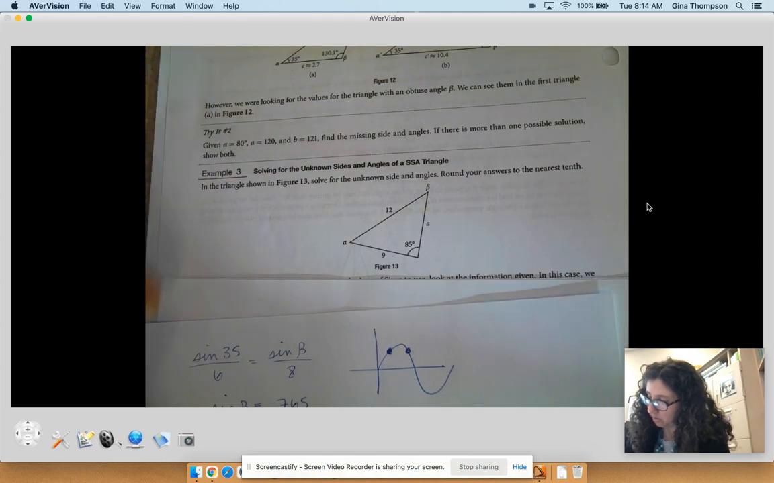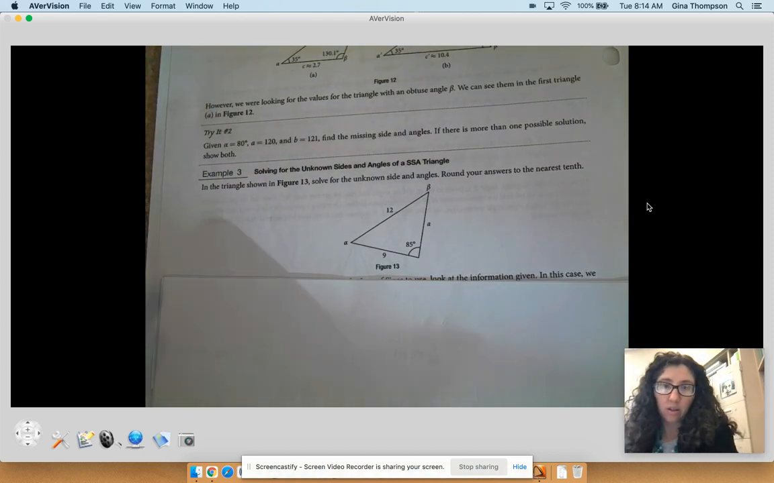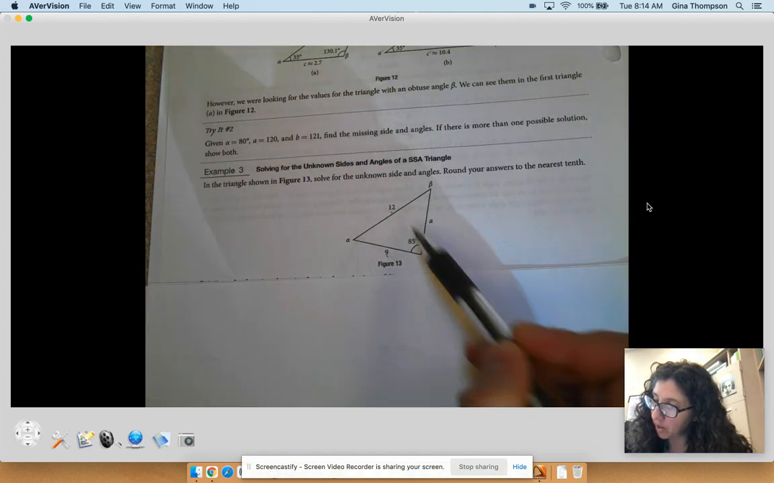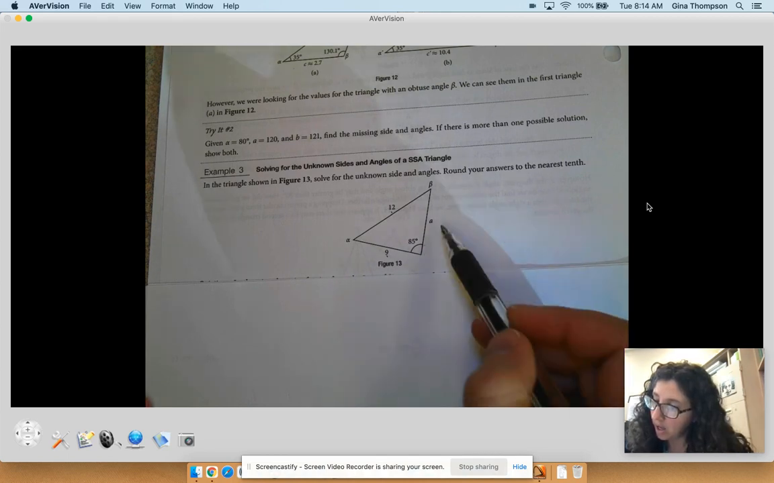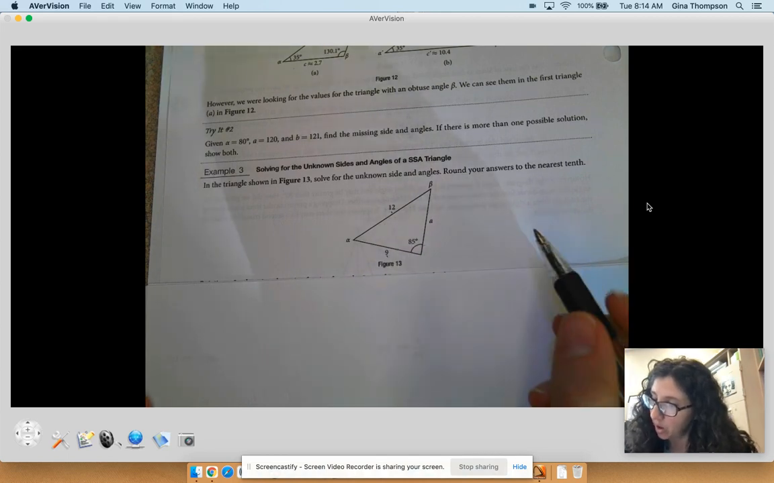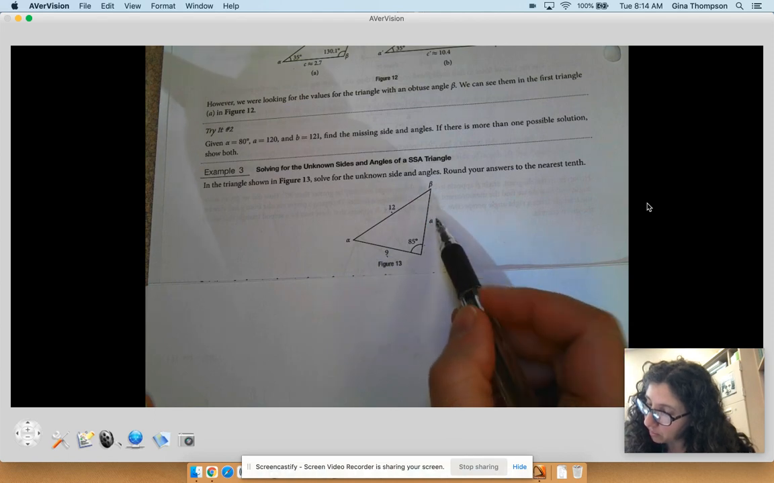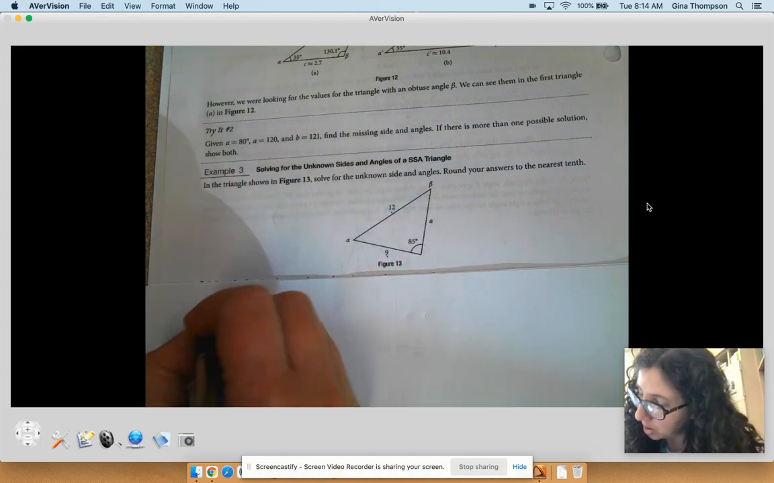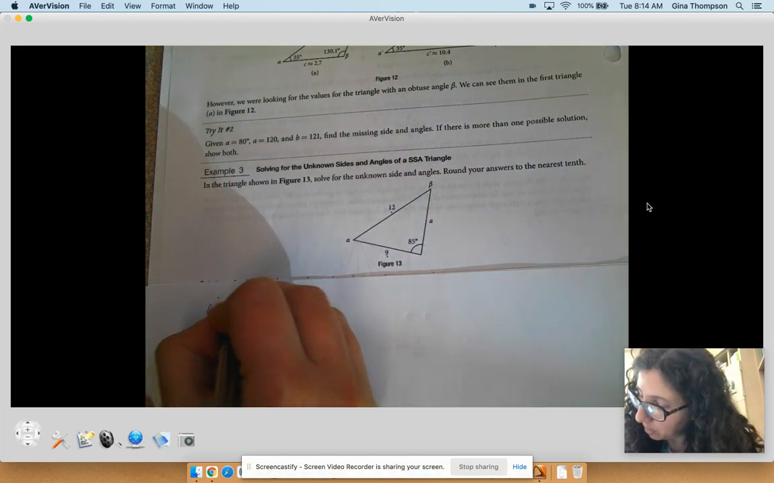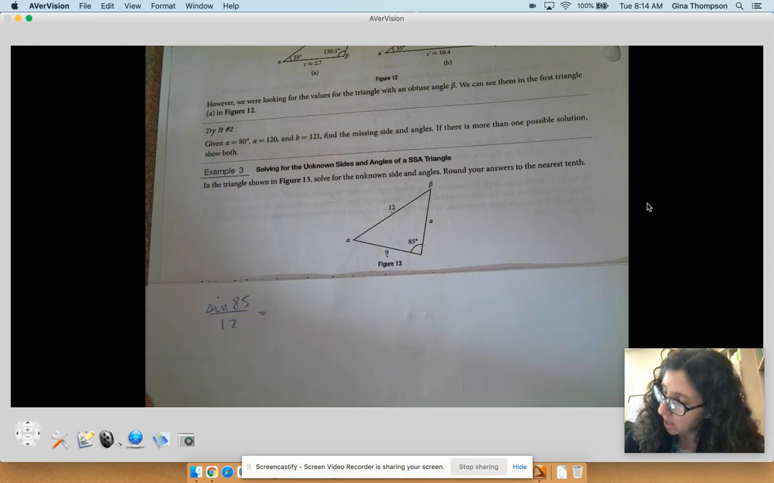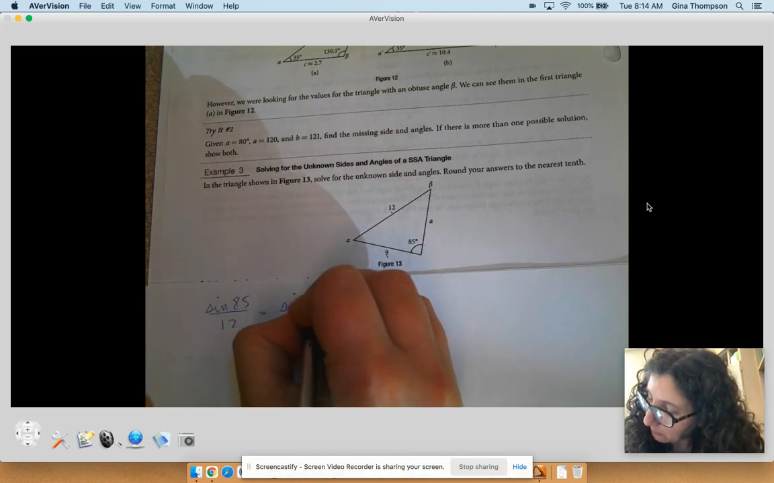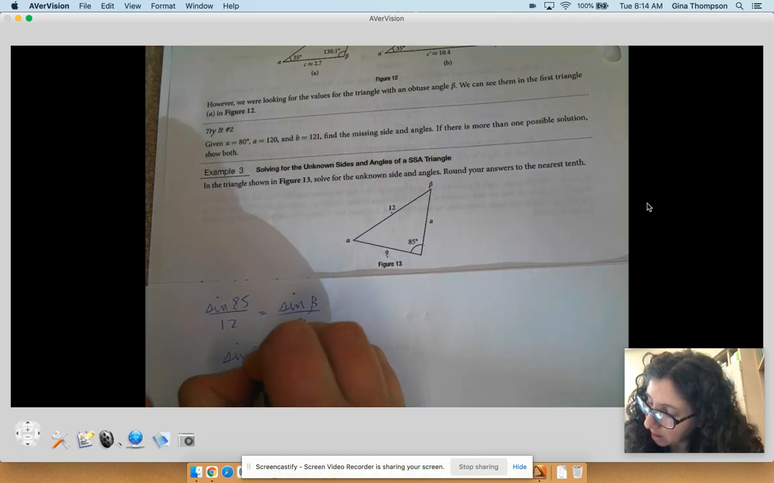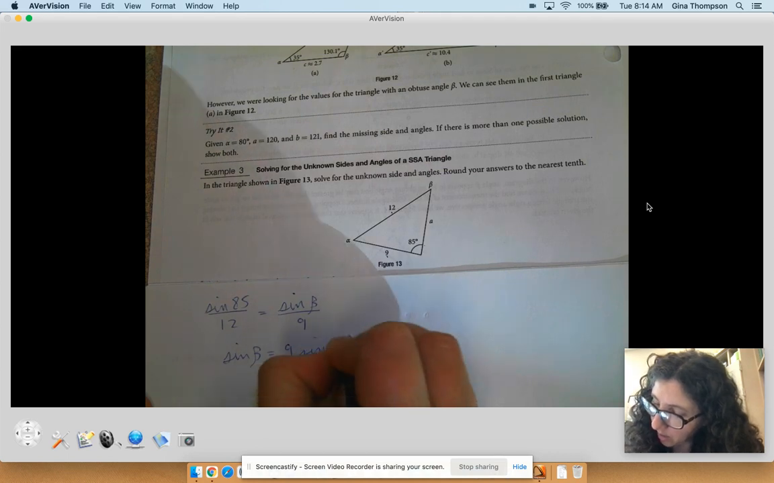How about this one? They give us side-side angle. We've got two sides and an angle not in between them, and we want to solve this triangle. Okay, so let's use this ratio. We'll say sine of 85 divided by 12 equals sine of beta divided by 9. So we get that sine of beta equals 9 times sine of 85 divided by 12.